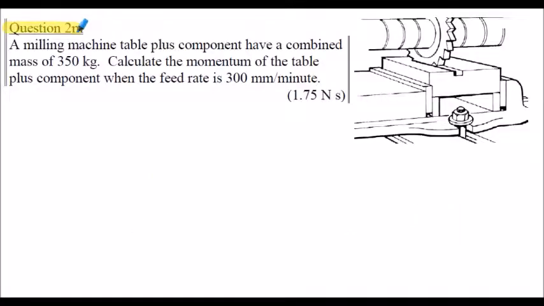Question 2M, a milling machine table and its component have a combined mass of 350 kilograms. We've got to calculate the momentum of the table plus its component when the feed rate, the speed of the table, is 300 millimeters per minute. Again, it's just a question of calculating momentum as we did in the previous question, but be careful with the feed rate because the velocity here is in millimeters per minute, so you need to convert that to meters per second. Again, the answer is shown in the brackets. I'll encourage you to attempt this question. Full solution is shown on the following slide.